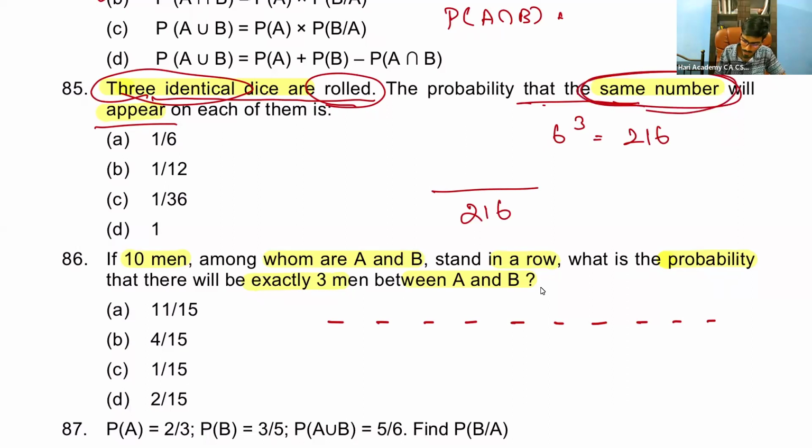Three dice, same number. 1, 1, 1 should appear. 2, 2, 2. Like this, it will appear till 6 times, right? 1, 1, 1, 2, 2, 2, 3, 3, 3, 4, 4, 4, 5, 5, 5, 6, 6, 6. So total it is 6. 6 divided by 216, it will become 1 divided by 36. Option C is my answer.